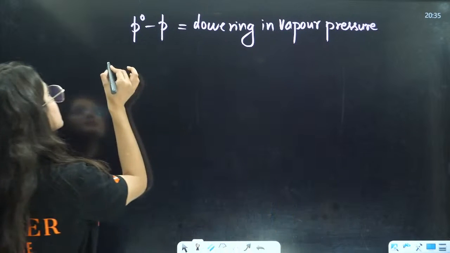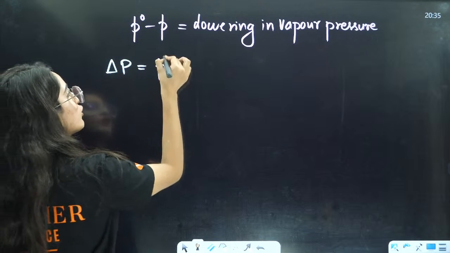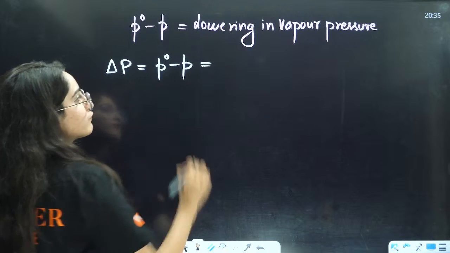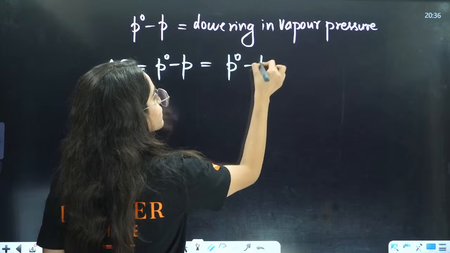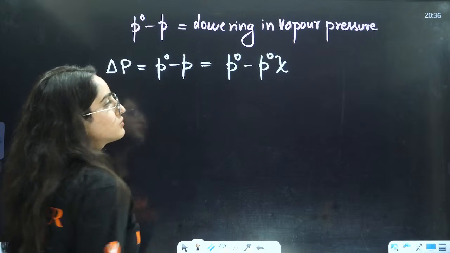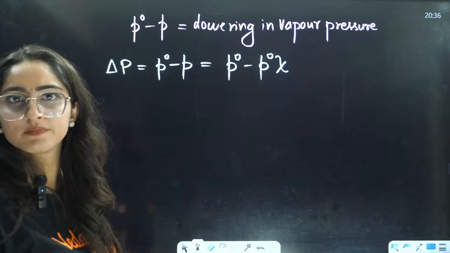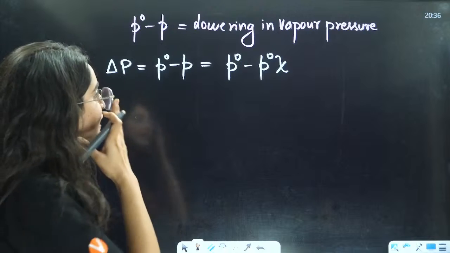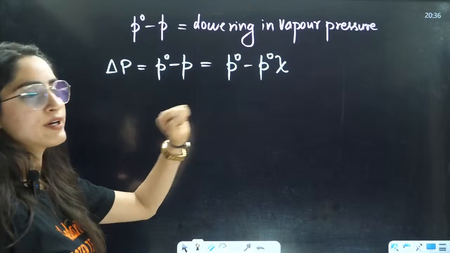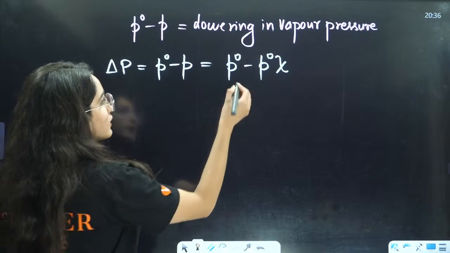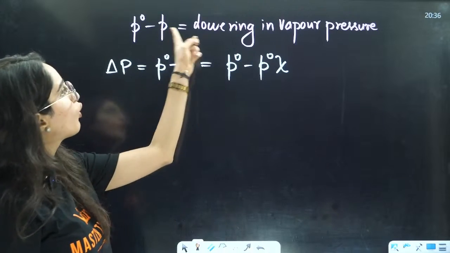Now tell me one thing. Can I write this delta P, that means the change in pressure, P naught minus P, that is lowering in vapor pressure. Can I write this P as P naught minus P naught mole fraction? Right? So here we are talking about solvent. So here, this is your P naught. If I want to calculate, this is my lowering in vapor pressure.